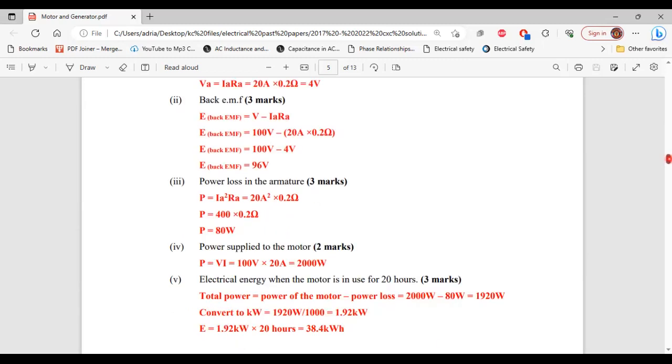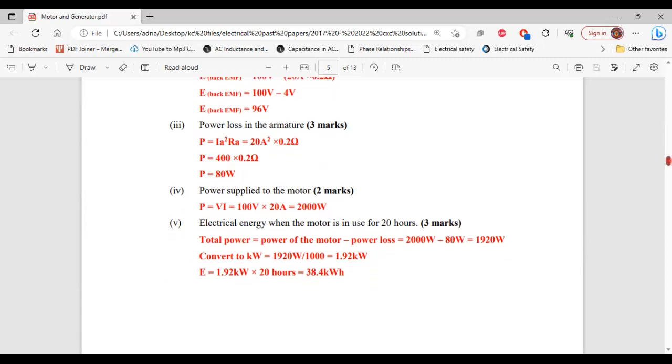For part 3, it says to calculate the power loss in the armature. All right, so power loss is equal to the current square times the resistance. So that is equal to 20 amp square multiplied by 0.2 ohm. That will give us 400 ampere times 0.2 ohm. And that will give us a power loss of 80 watt. All right, so that's it for part 3.